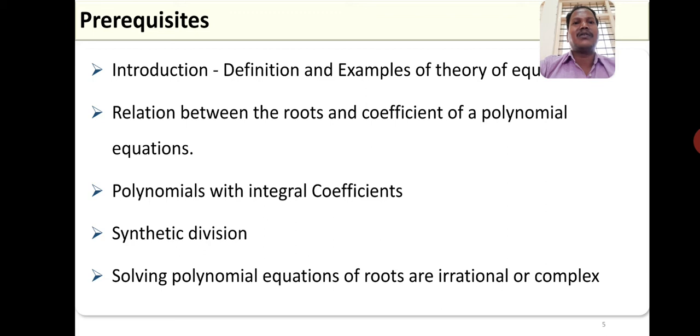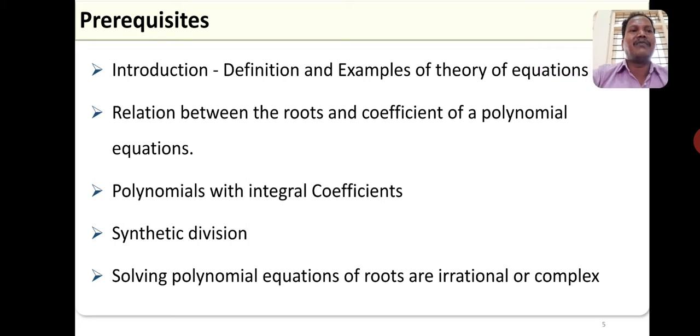Prerequisites: first of all, the student must know definition and examples of theory of equations, relation between the roots and coefficients of a polynomial equation, polynomials with integral coefficients, synthetic divisions, solving polynomial equations if roots are irrational or complex.